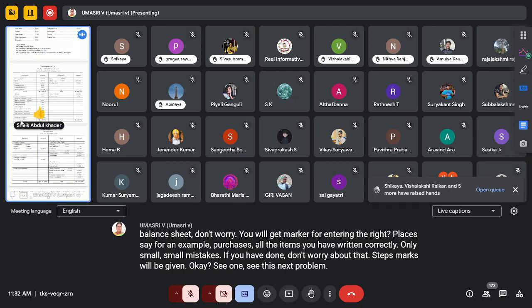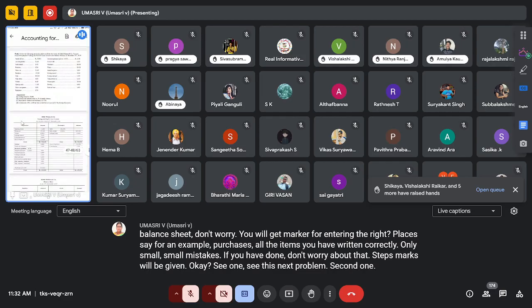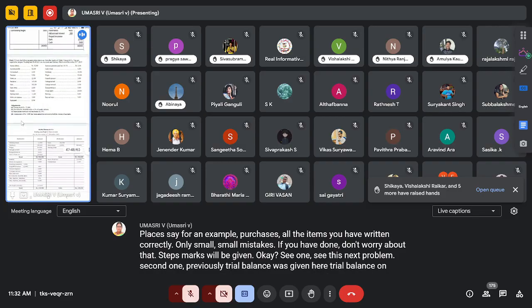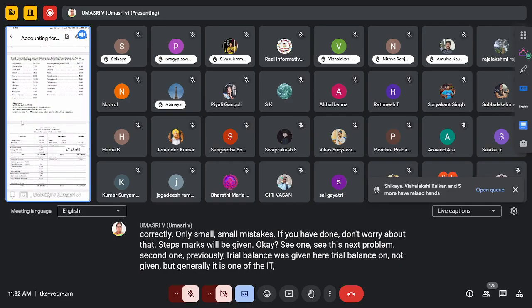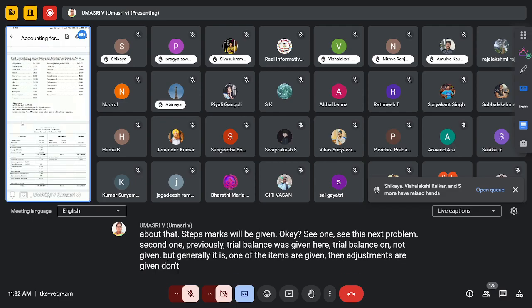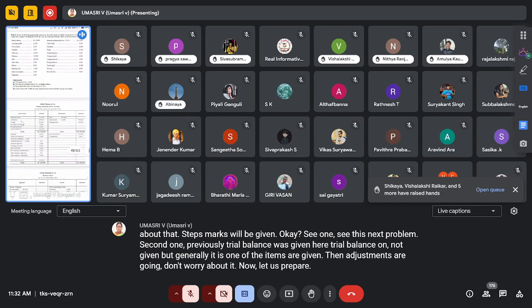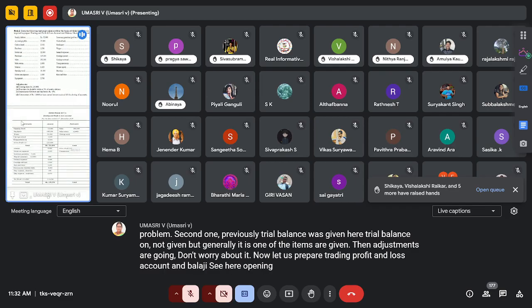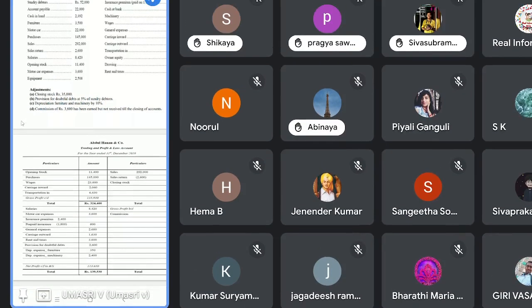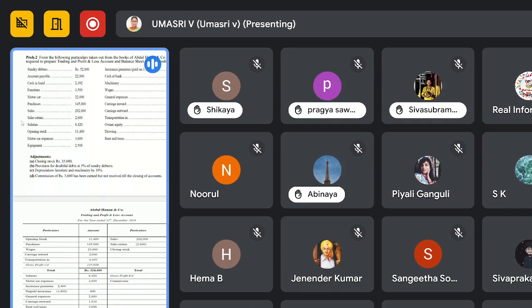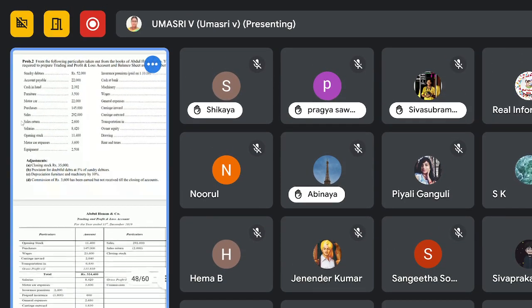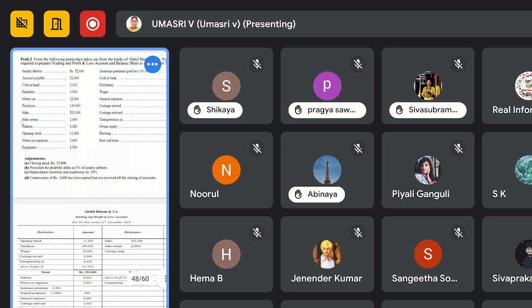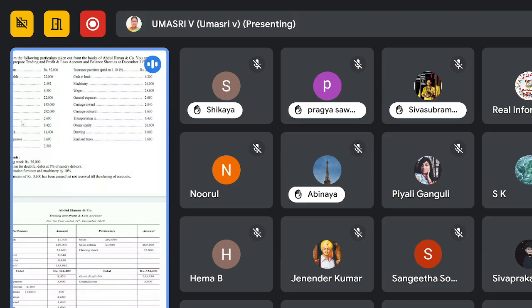See this next problem, the second one. Previously a trial balance was given. Here a trial balance is not given, but generally the items are given, then the adjustments are given. Don't worry about it. Now let us prepare the trading profit and loss account and balance sheet. See here, opening stock given in your trial balance is 11,400. Then purchases of 1,45,000 are given, and then wages 23,600 are given.